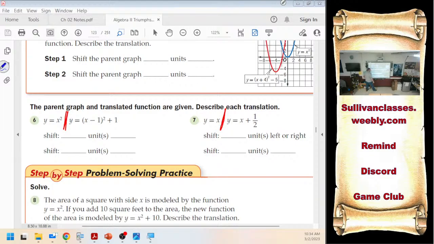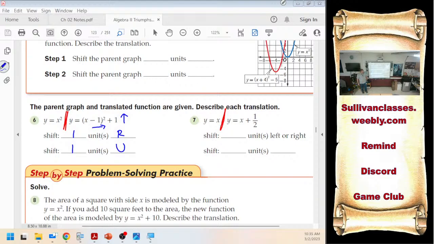So we look at the parent graph, or the parent function. We look at our little note card or whatever we're working with. I see minus 1 in the grouping, so I go 1 unit right. I see plus 1 outside the grouping, so I will go 1 unit up. It's that quick.